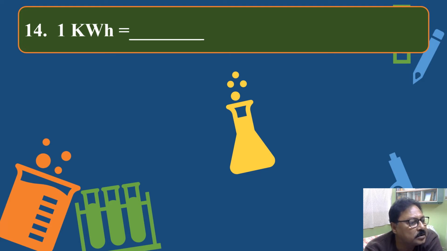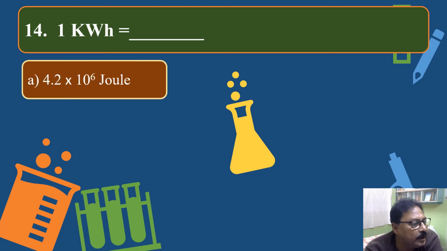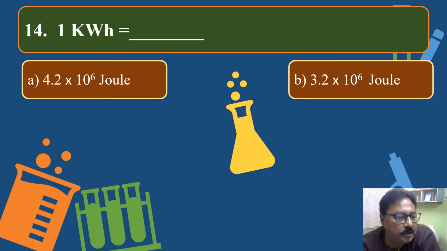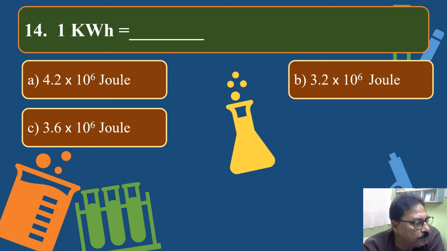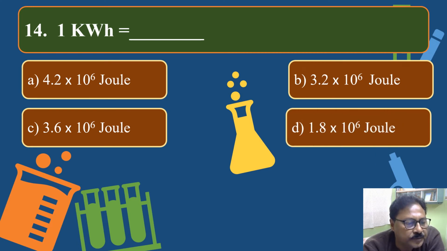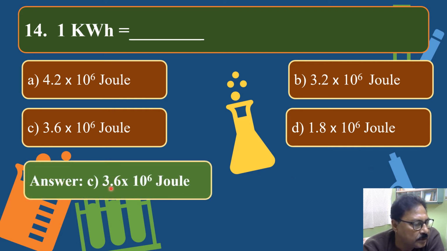1 kilowatt hour is equal to: option A, 4.2 multiply 10 to the power 6 joule; option B, 3.2 multiply 10 to the power 6 joule; option C, 3.6 multiply 10 to the power 6 joule; option D, 1.8 multiply 10 to the power 6 joule. The correct option is 3.6 multiply 10 to the power 6 joule.